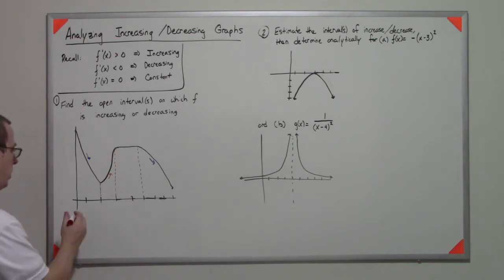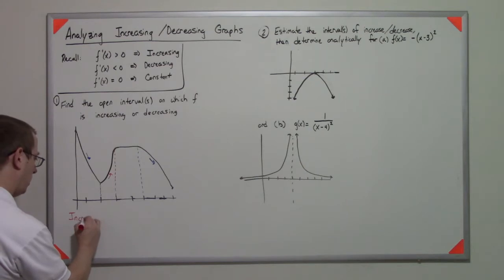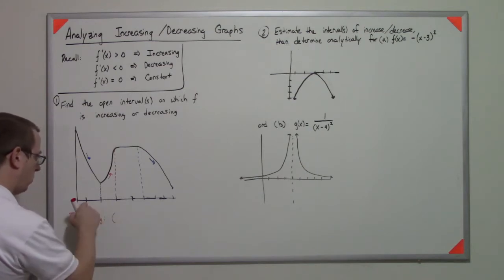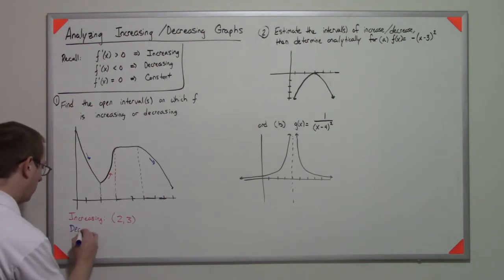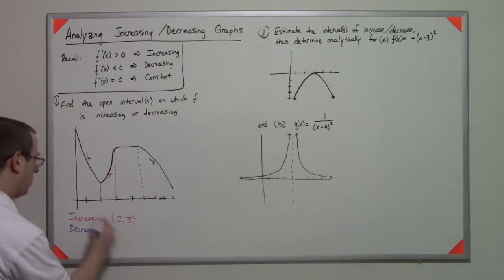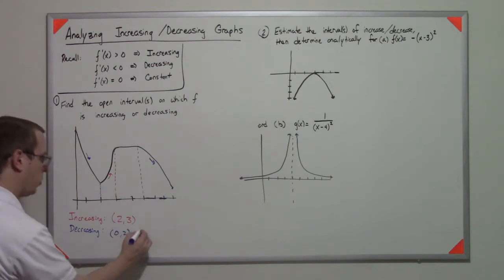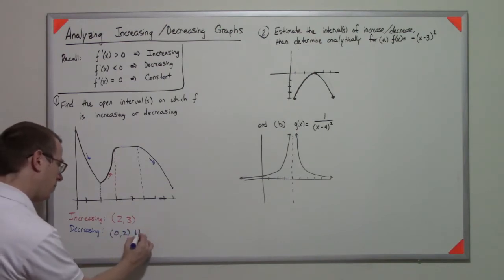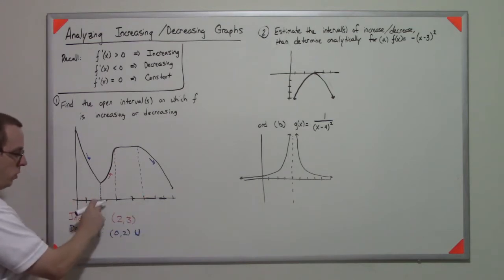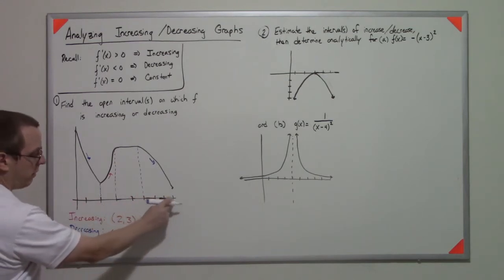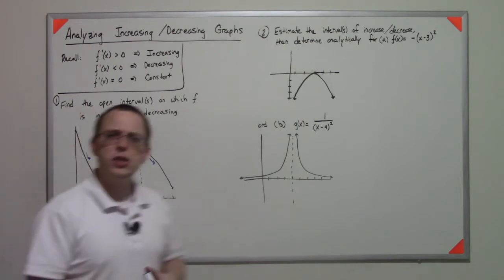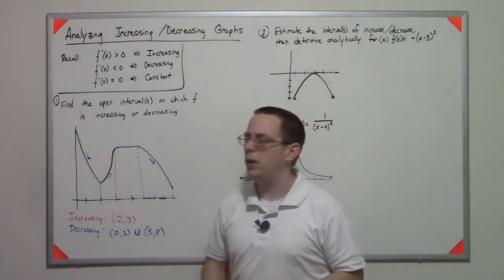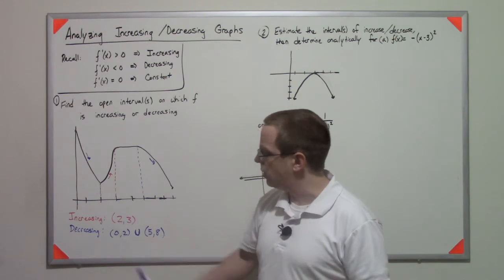So if I'm going to answer this, I'm going to say that it's increasing on 2 and 3. And I'm going to say that it's decreasing on 0, 2, unioned with, so that's 1, 2, 3, 4, 5, 6, 7, 8, 5, 8. So that's just a simple way of reading a graph and trying to determine its increasing and decreasing intervals.